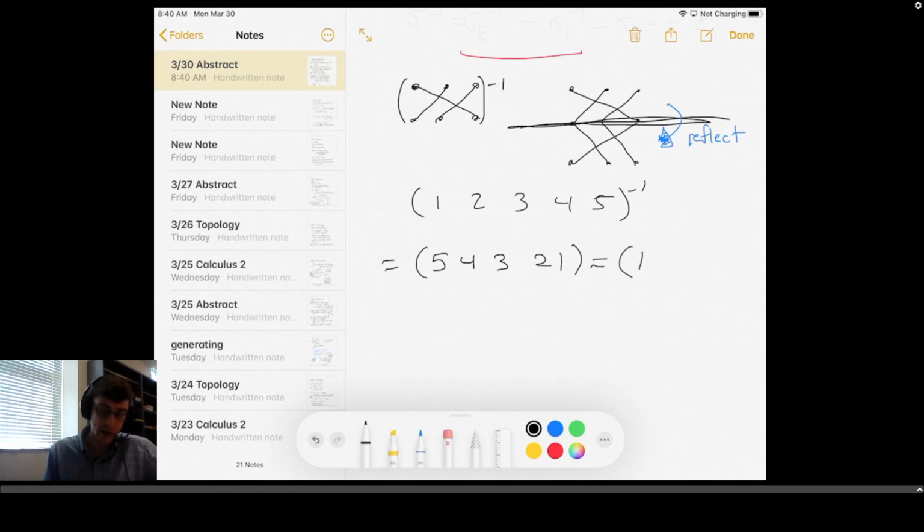And again, it's this cyclic permutation part, right? So 1 goes to 5, which goes to 4, which goes to 3, which goes to 2, which goes to 1. These are the same things. And so, yeah, you just reverse it.